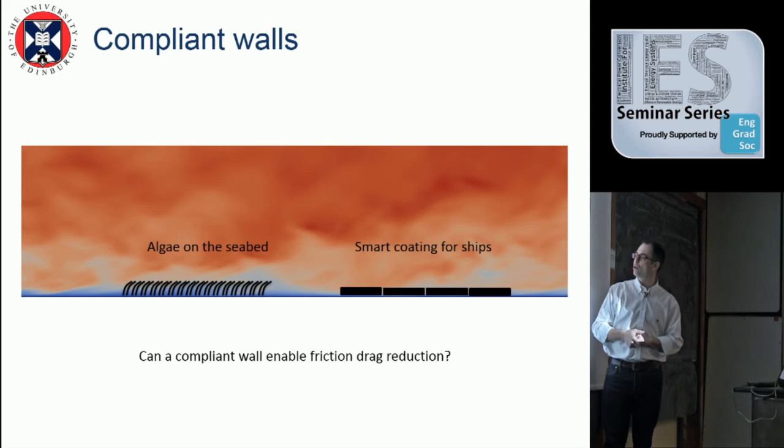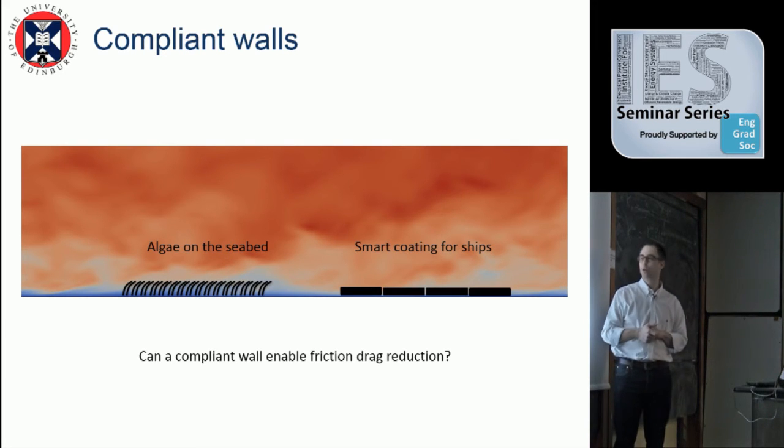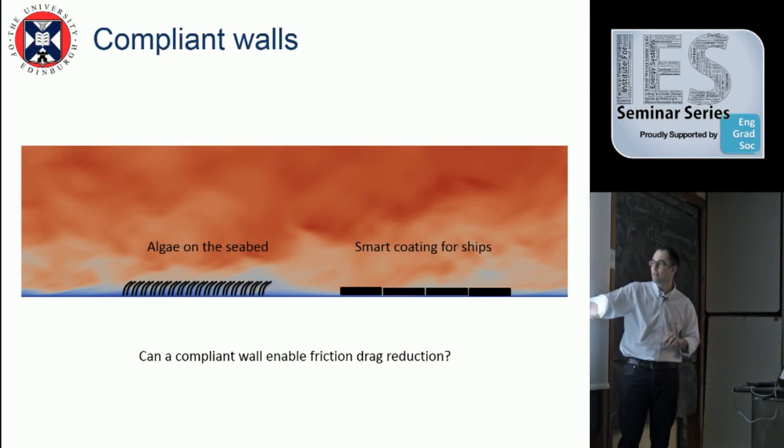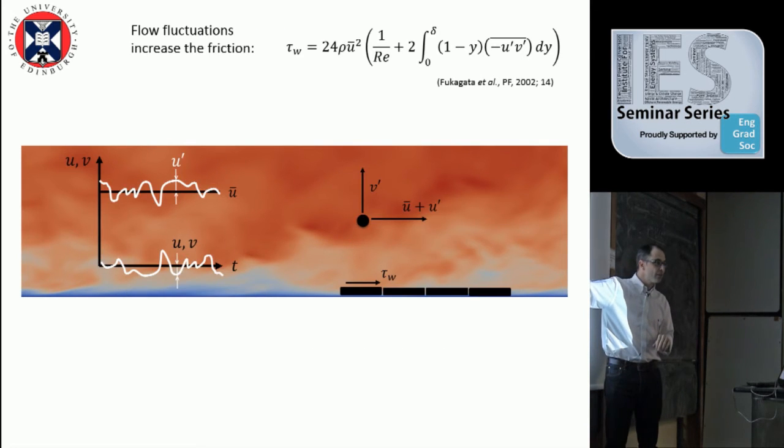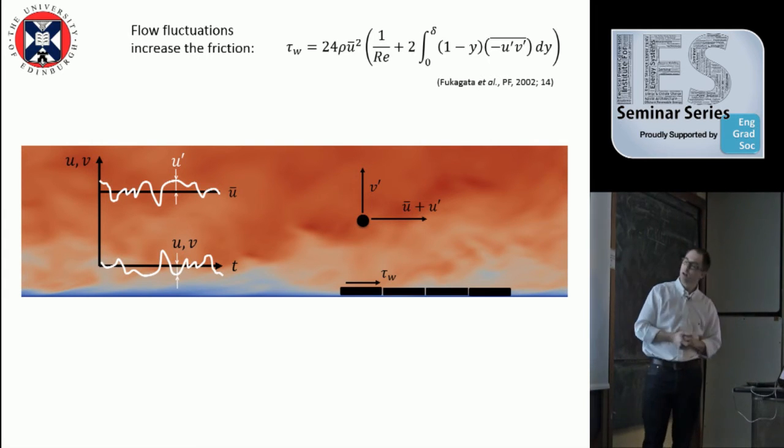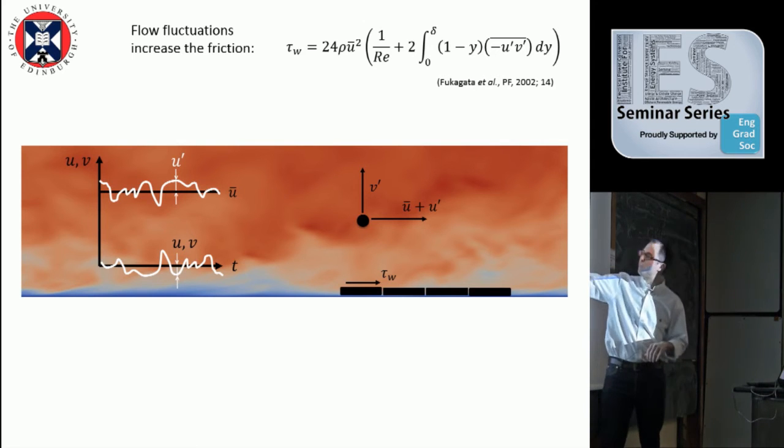What we are interested to know is, can we actually design some specific structure on the bottom of the seabed or on the surface of the ship where this structure can be so smart as to decrease the friction forces that act on it? So what happens is that if you have a flow passing by, you will have flow fluctuations. You have U prime and V prime, the ones that I showed you before. The combination of these two generates friction. And you can see that from here.